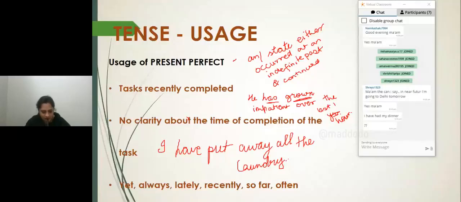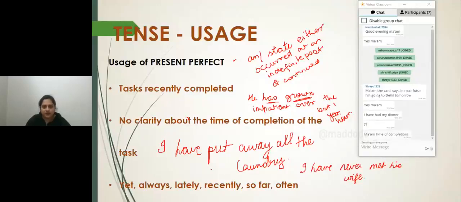Something that started in the past and continues in the present. I have never met his wife. I have never met his wife. Doubtful cases, we try to use present perfect. You can also say, have you ever, when we ask a question, have you ever met him? We use the present perfect form, right? The time is not known. There's no clarity around it. Rest are normal sentences, right?